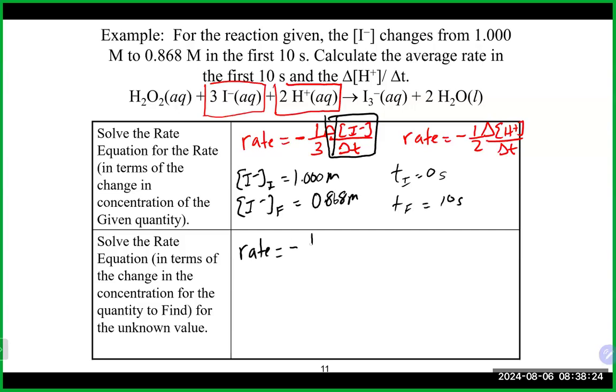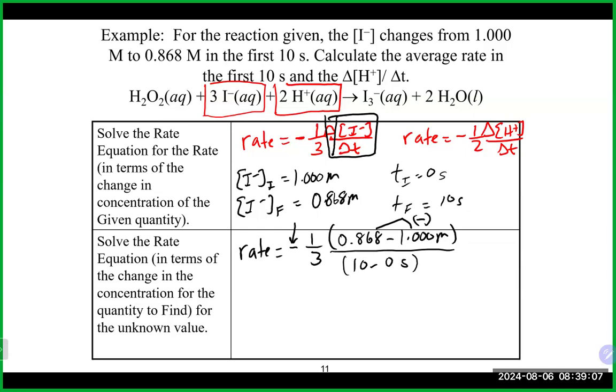So the rate's going to equal minus 1 over 3. When we do the change in the concentration of I minus, it is final minus initial. So that will be 0.868 minus 1 molar divided by final minus initial, 10 minus 0 seconds. This is important because that's going to give us a negative number, which is going to go with this negative here to give us a positive value for the rate. In that case, that's going to be 0.868 minus 1 divided by 10 and divided by 3.